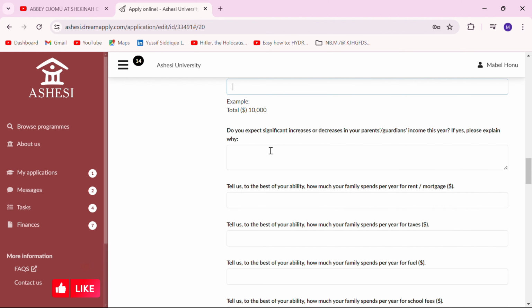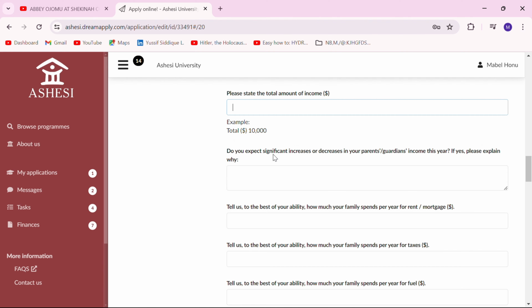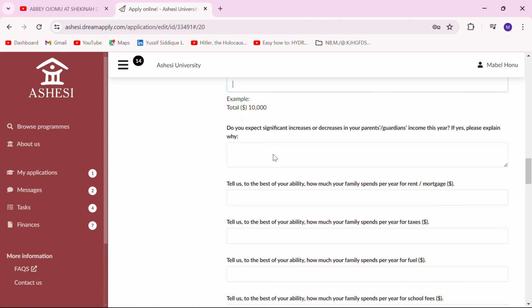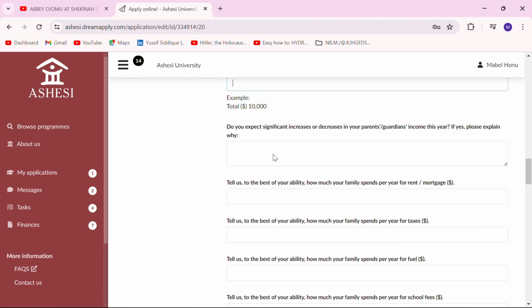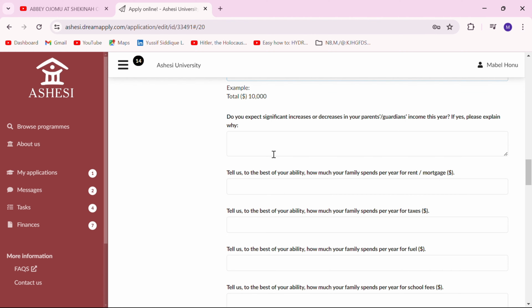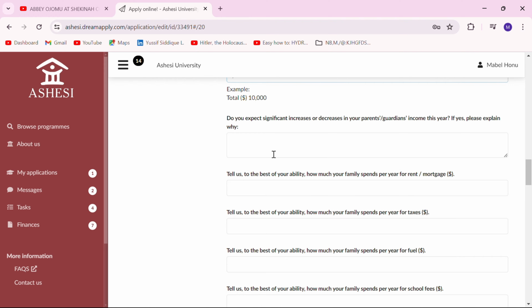Here they are asking, do you expect significant increase or decrease in your parents' income this year? So if you think your parents' income will increase for any reasons, you just put it in here. You can find out from your parents, yes, and or your guidance whether they expect their salaries to increase.